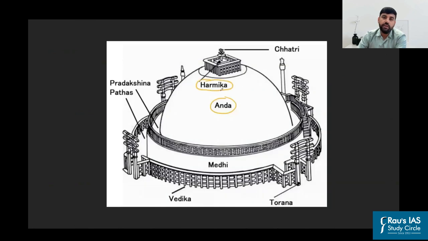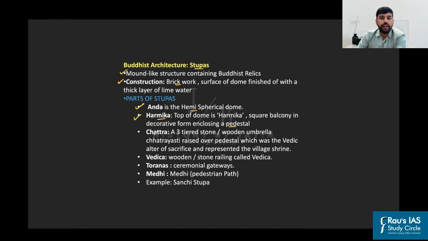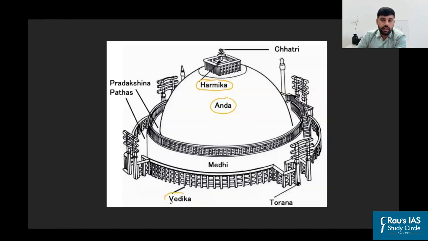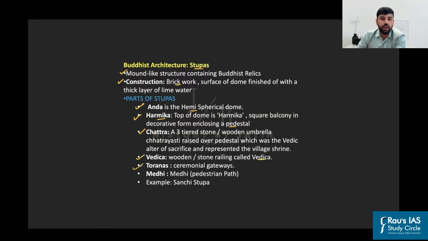It's a square balcony. Then we have the Chhatra, a kind of umbrella, right? Then we have the Vedika, the wooden or stone railing called Vedika. As you can see, here it is. Now it is written wooden, which is assumed because previously it was wooden, but later on during the Shunga period, it was constructed in stone. Then the Torana gateway, and the Medhi, the pedestrian path.